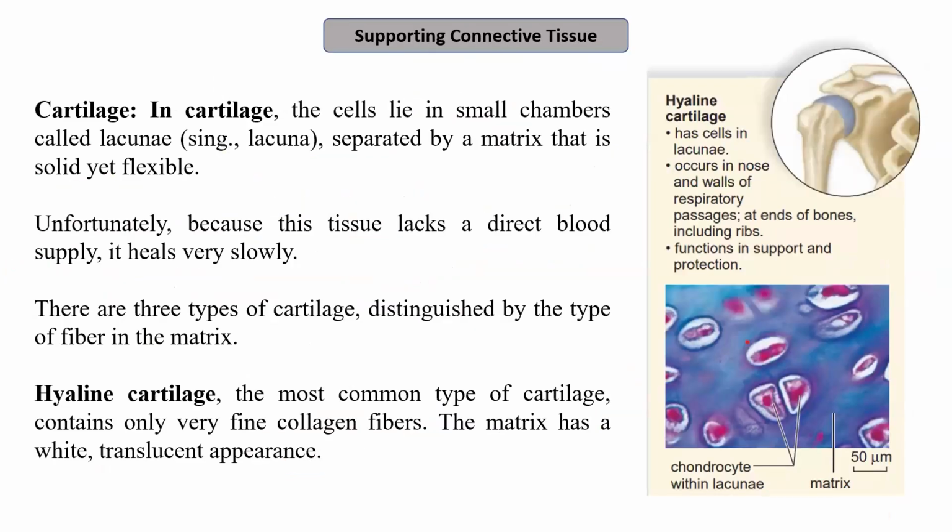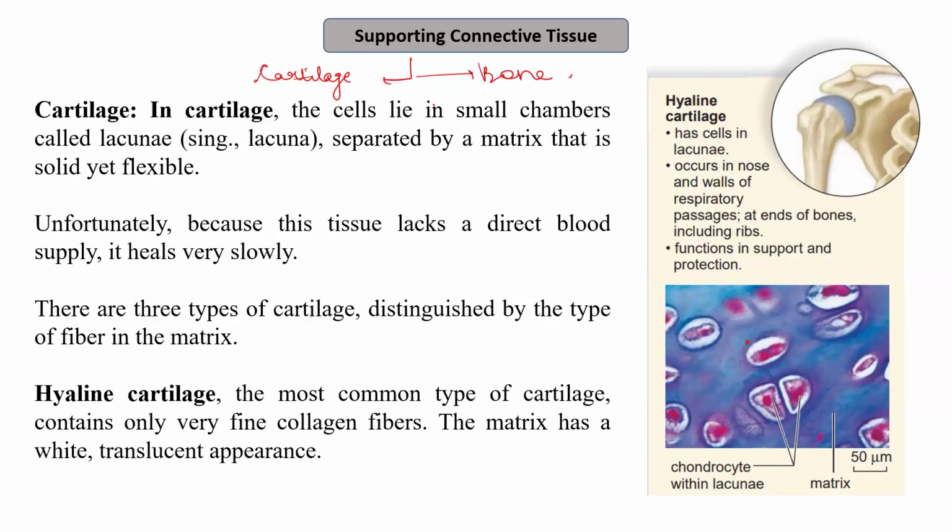So the next type of connective tissue is the supporting connective tissue. It is also known as skeletal connective tissue in some cases. Supporting connective tissue can be of two types. The first one is the cartilage. The second is the bone.